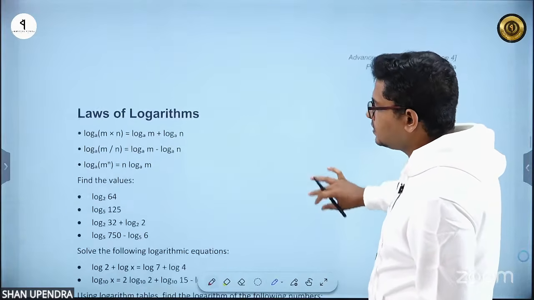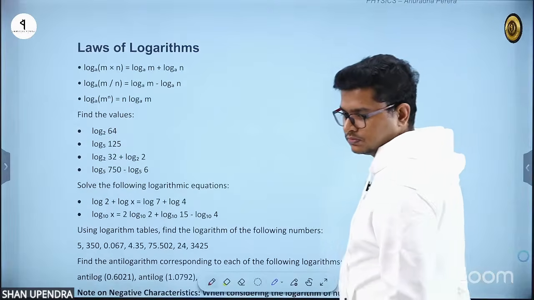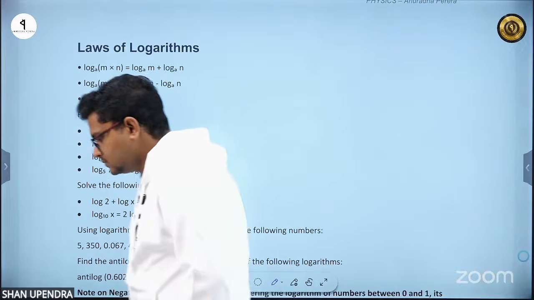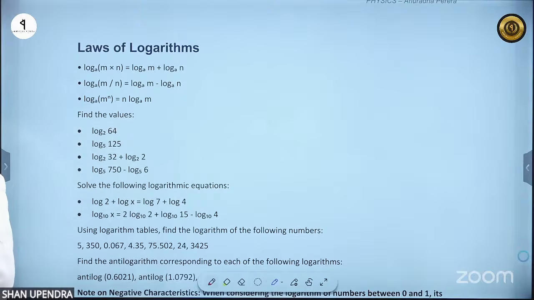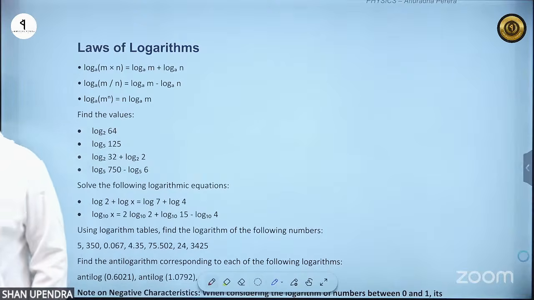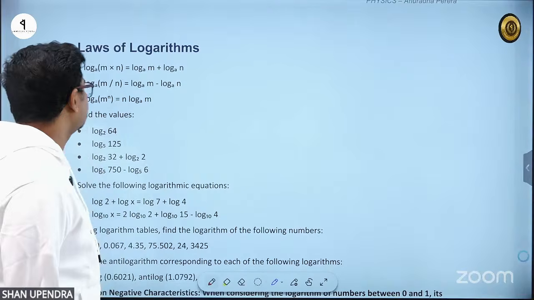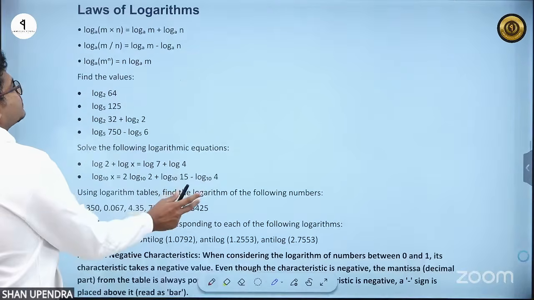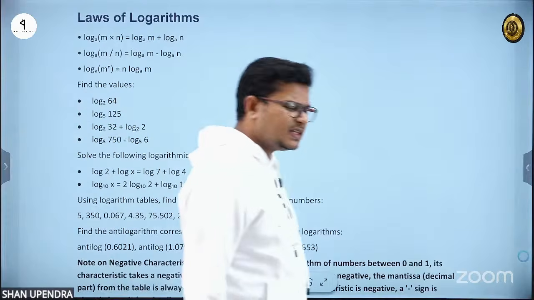Logs. Laws of logarithm. So what do you think about logs?